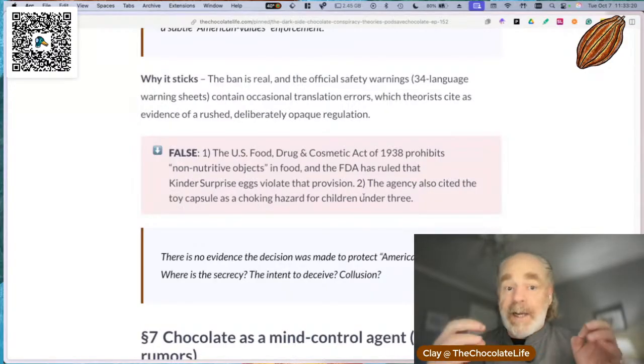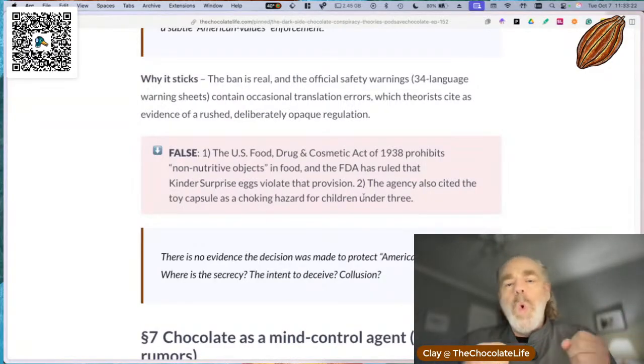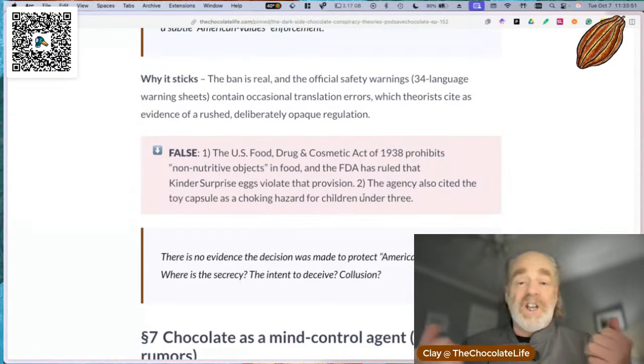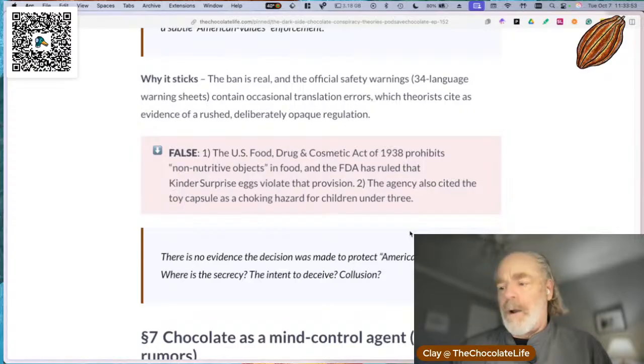Did the FDA get together as a secret cabal and go, ooh, let's do this? No credible evidence of doing that. Was there an intent to deceive? Well, it's out there. Again, no credible evidence. Who are they colluding with? They're certainly not colluding with the manufacturers of Kinder eggs. So who are they colluding with to make this happen? So there's no evidence that this is in fact a conspiracy, right? So if anybody comes and says that, you can debunk it with a couple of quick points here.